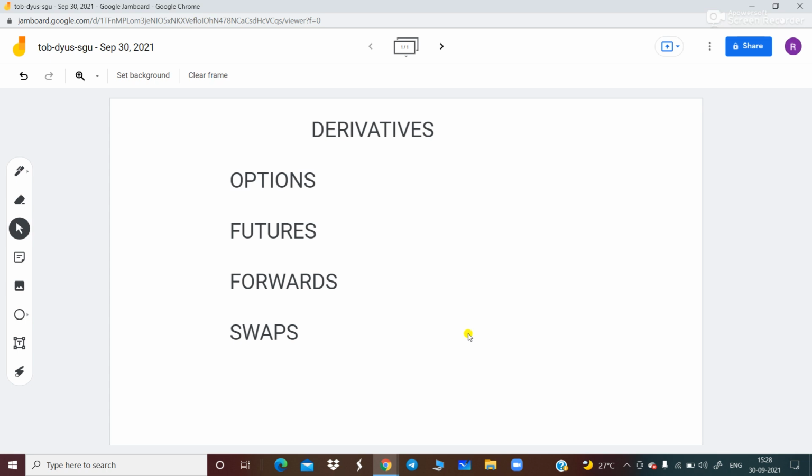So listen, to understand options, you need to know that in India there are four types of derivatives. Okay, first is option, second is future, third is forwards, and fourth is swaps. Forwards and swaps are not available for trading on exchange, so we will not discuss them. But we need to know how many types of derivatives are available in trading in India. Only futures and options are available for trading, and in short form they are known as what? F and O.